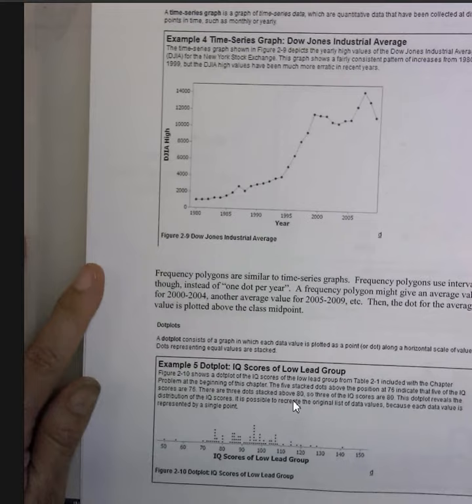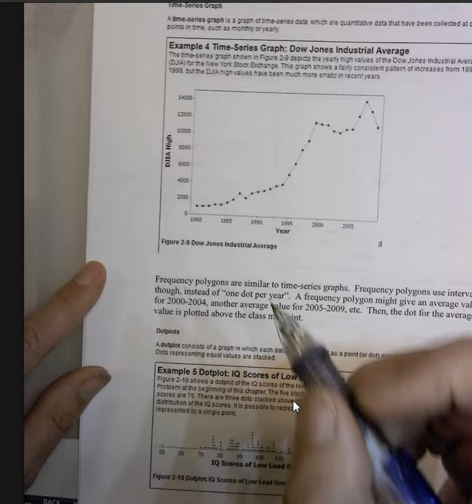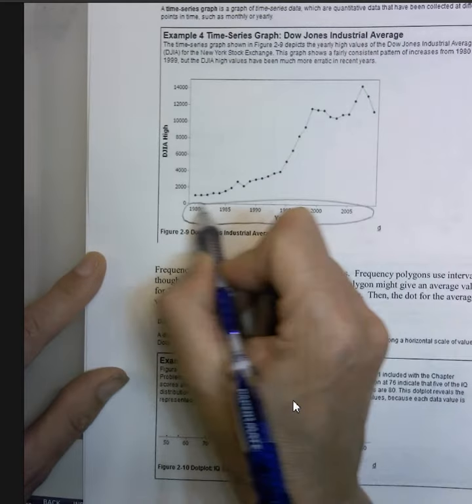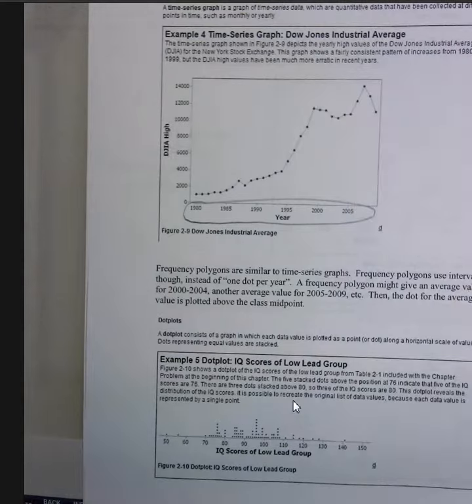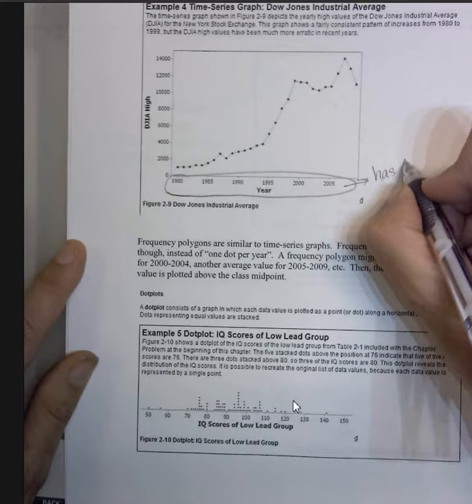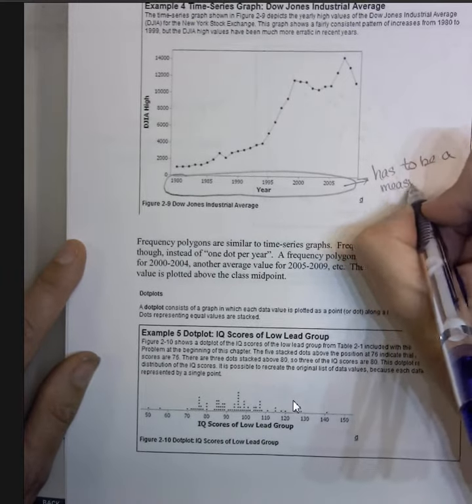Time series graph. It's a graph of time series data, which are quantitative data that have been collected at different points in time. So with a time series, this axis is always going to be measured in some unit of time. It doesn't have to be years.